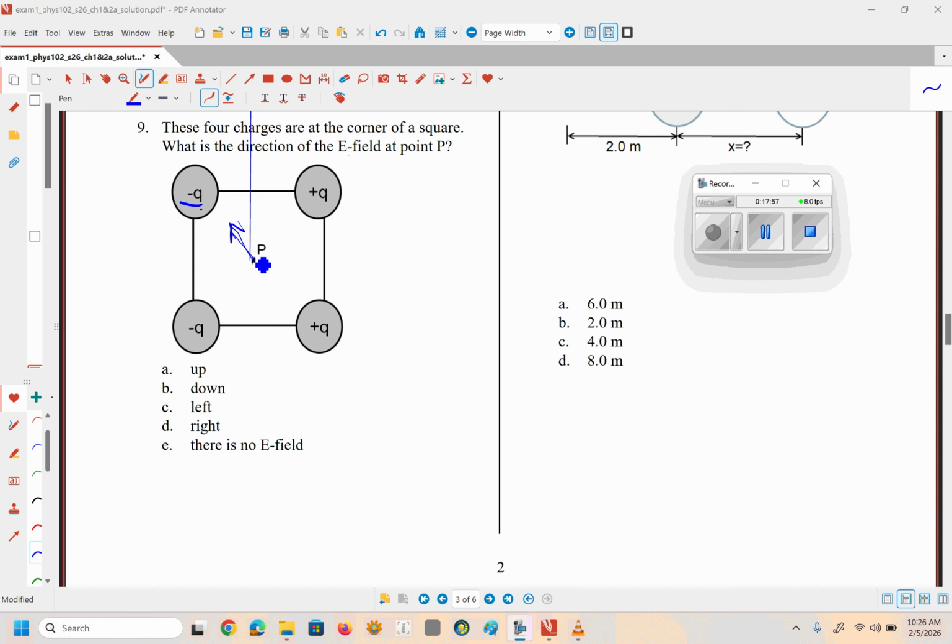Okay, due to the minus Q, I'm going to have an attractive force in that direction. Due to this plus Q, I'm going to have a repulsive force, so the electric field is also away. Due to the minus Q, it's going to be in that direction, and that's due to that one. And then due to this charge, it's going to be in that direction. So the net electric field is going to be to the left.